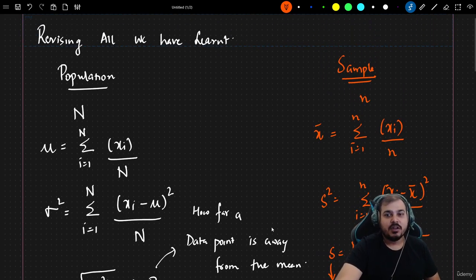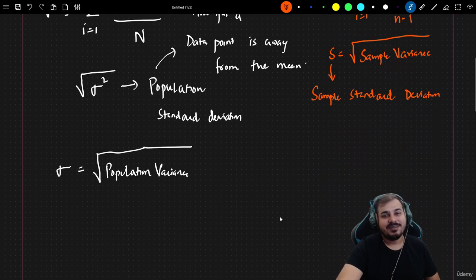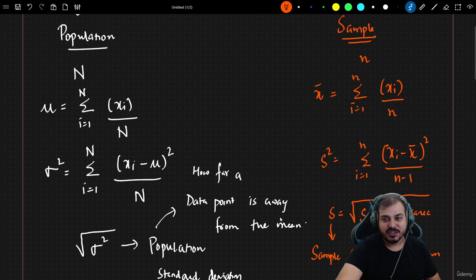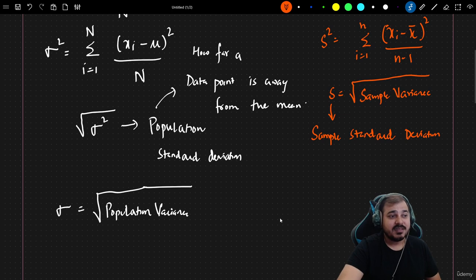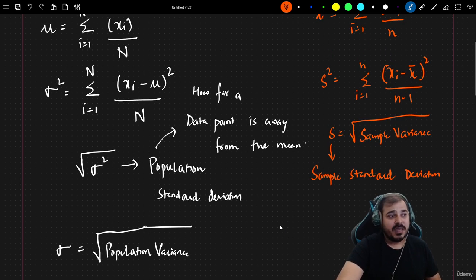I'm just revising all the things we have learned. Measures of central tendency and measures of dispersion are done. You really need to remember this: mean, median, mode, standard deviation, sample standard deviation, sample variance. Any of these terminologies can come, and you really need to be able to distinguish them.